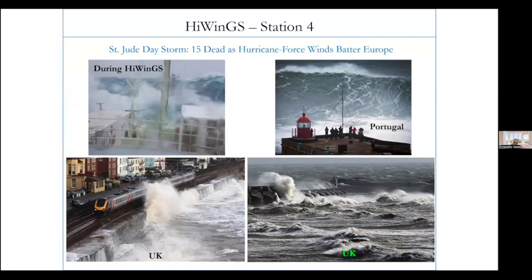So here's a little bit later in the storm, up here in the upper left. You can see how big the waves are getting. And this was a storm called the St. June Day storm, back in 2017. We were out in the Labrador Sea, south of Greenland, and it was a big storm.